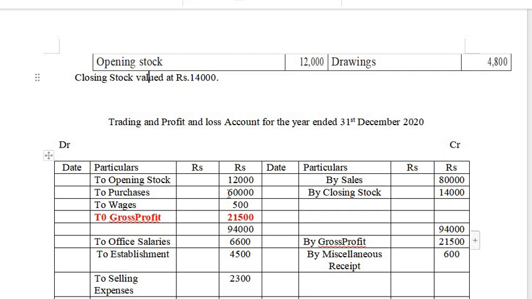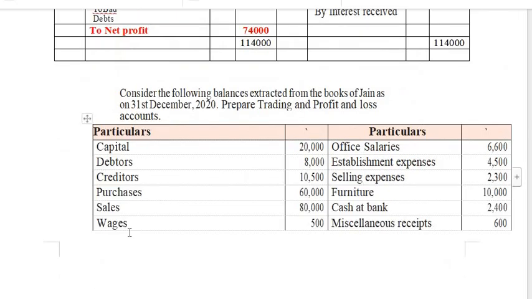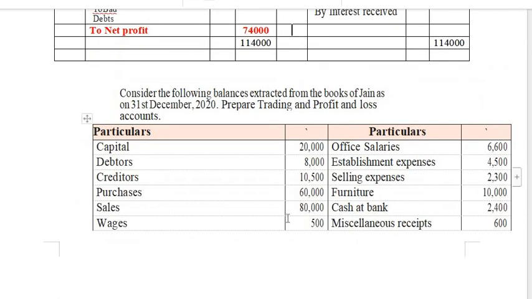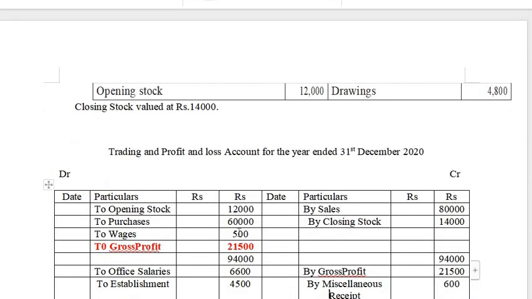The next one, the direct expenses. As I already said, only wages is given. Other expenses here are all indirect expenses that we have to consider under the P&L account. So wages is the only direct expense given, that's why I am writing here to wages 500. Then on the credit side, the first mandatory information you have to write is sales. Before writing the value of sales in the outer column, you have to check whether any return inwards or sales return is given in your question. Nothing is given, so I am mentioning here by sales 80,000 rupees. Then the closing stock 14,000, that I am mentioning here as 14,000.